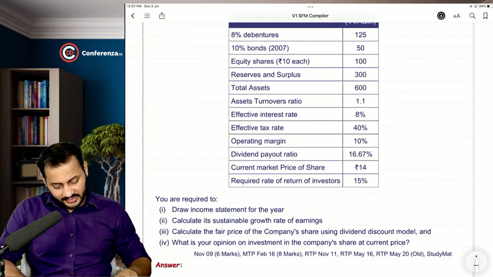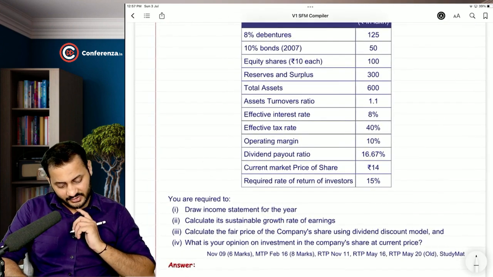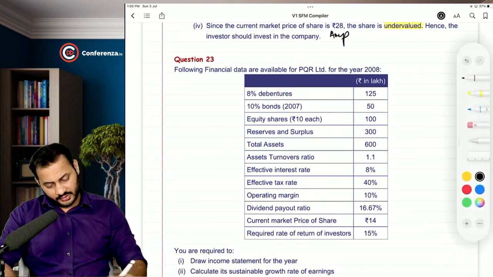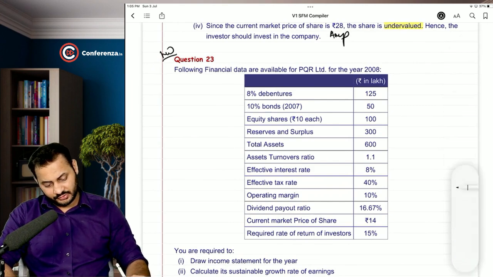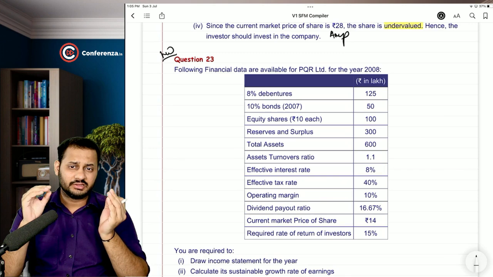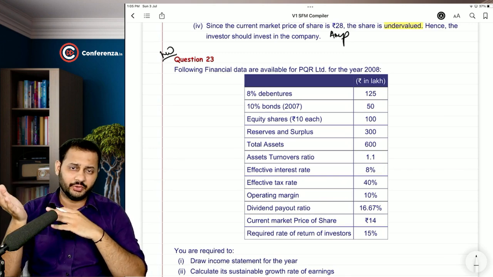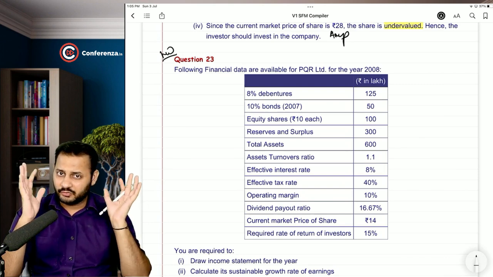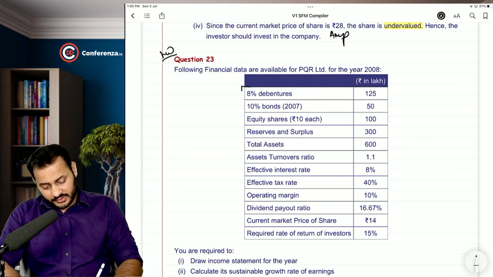Question number 23 is based on the same thing. Question number 23 is homework for you, but there is one change in this question which I will explain. There is one difference in this question from question number 22 and the rest of the things are the same. So I will explain only that difference. The difference pertains to this particular thing.